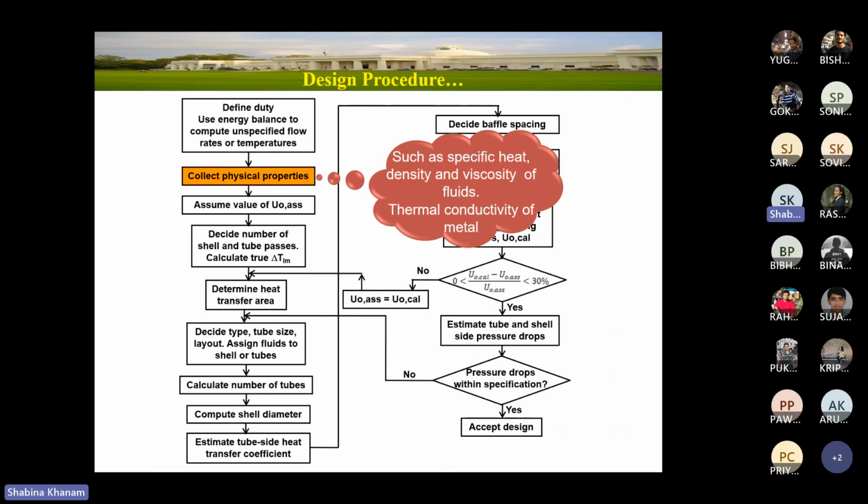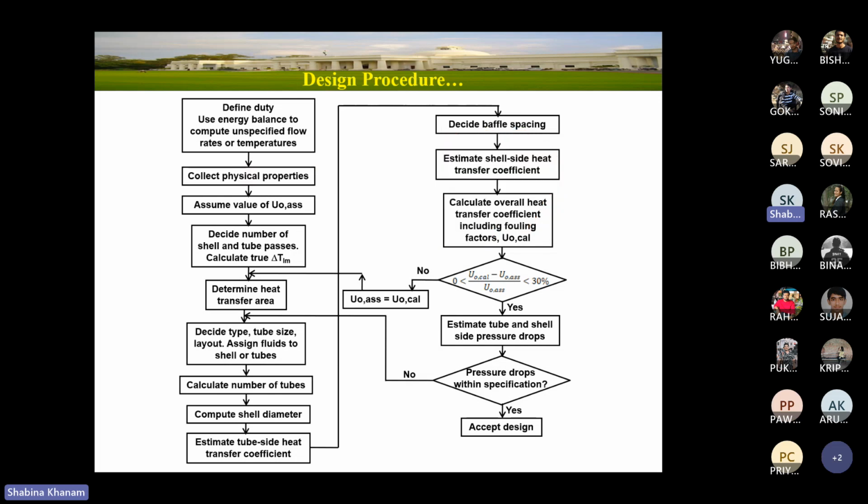So I'm sorry for the interruption. So in that way you can collect the physical properties of the fluid. I hope you have understood the procedure for that. Now once I'm having the specific heat, we can find out heat duty. So I'm having Q value.